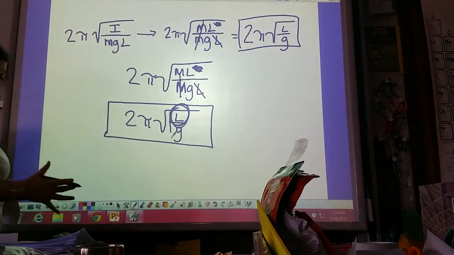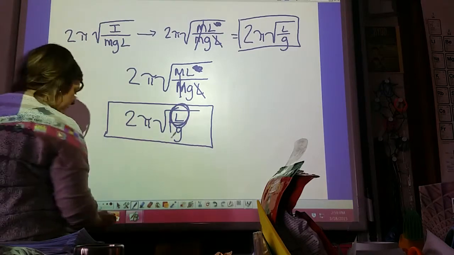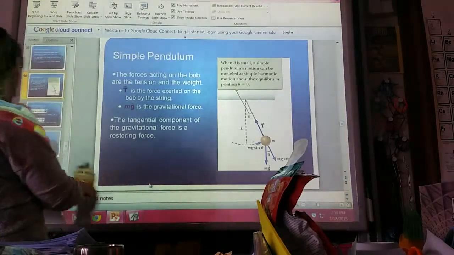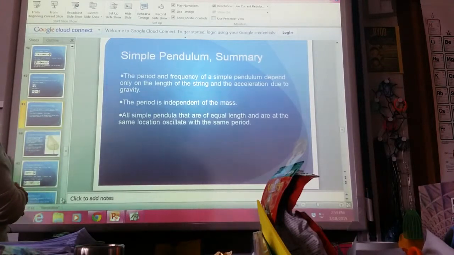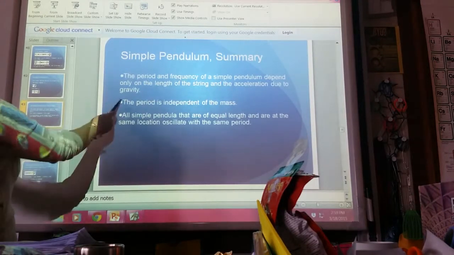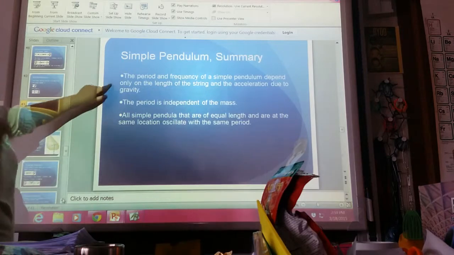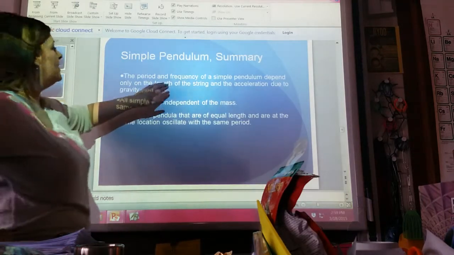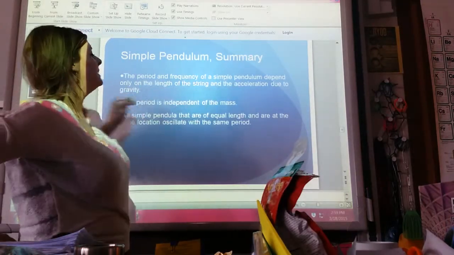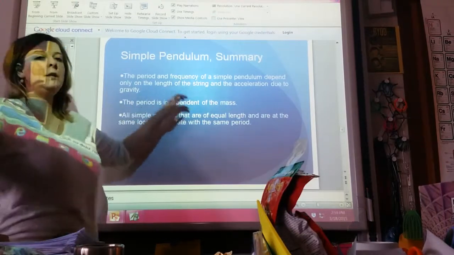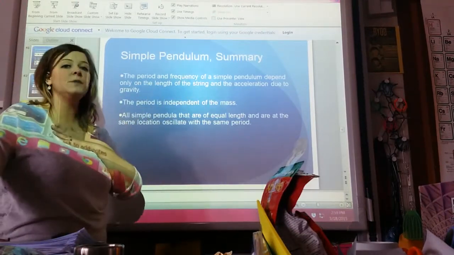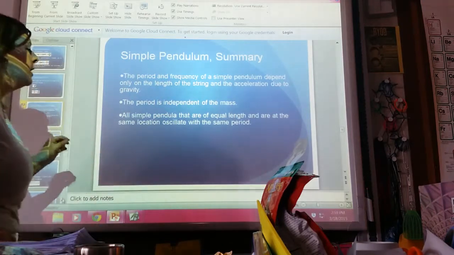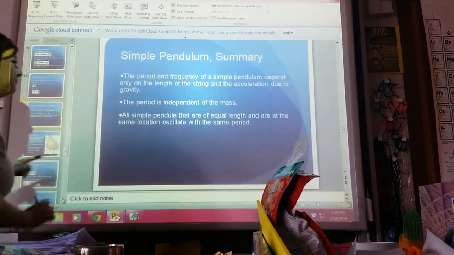Okay, so that's a simple pendulum, but we also have one more pendulum, and that's called a physical pendulum. This is just to sum up that the period and frequency of a simple pendulum really truly only depend on the length of the string and acceleration due to gravity. It is independent of mass. It is independent of theta for us because we're assuming the small angle approximation.